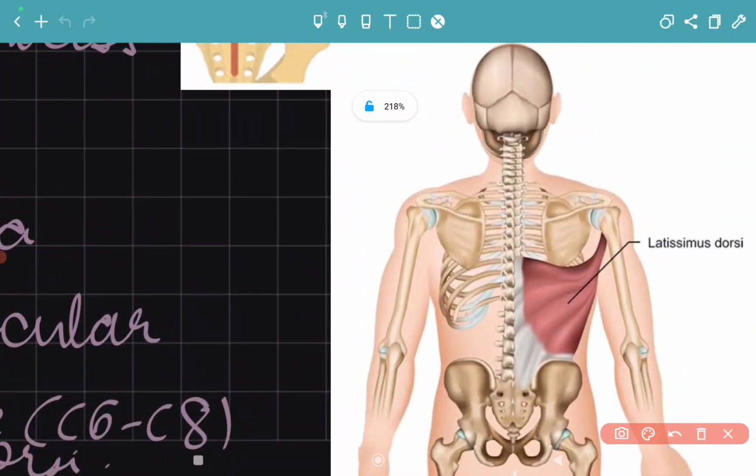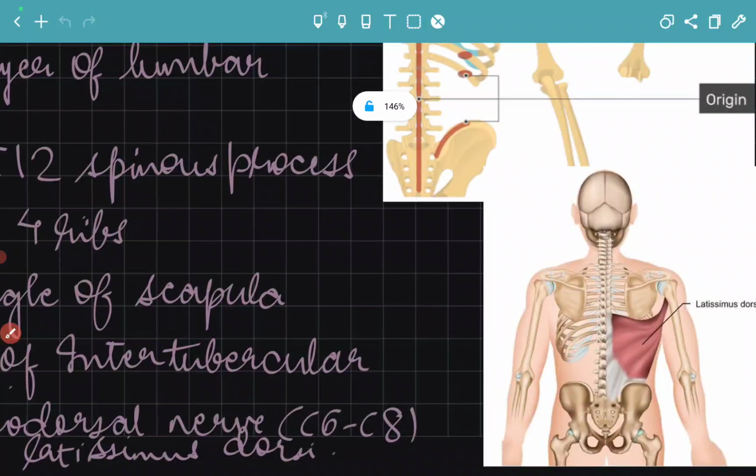Over here also we can very well appreciate the posterior part of the iliac crest, lumbar fascia, T7 to T12 spinous process, lower 4 ribs, and then the inferior angle of scapula, inserting to the floor of intertubercular sulcus of humerus. That is our Latissimus dorsi origin as well as insertion.